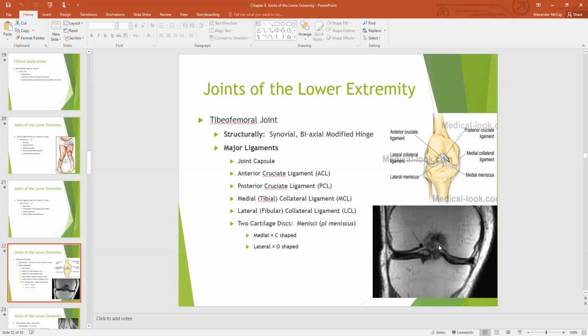All right, so tibial femoral joint. This guy is synovial. It's a biaxial modified hinge. What in the world does that mean? That means that your knee joint, yes, you bend and straighten it, right? Well, it actually has some rotational capabilities, okay? That's why it's biaxial. You have some rotational capabilities within that knee.